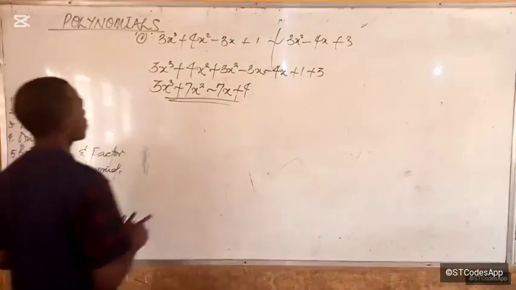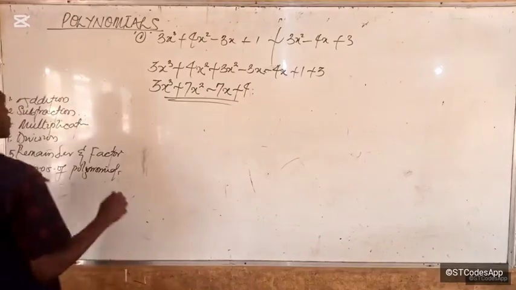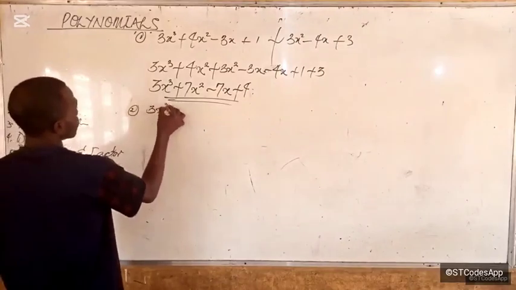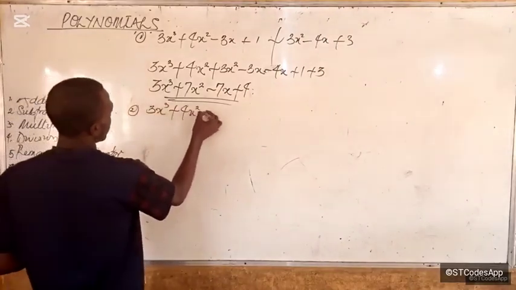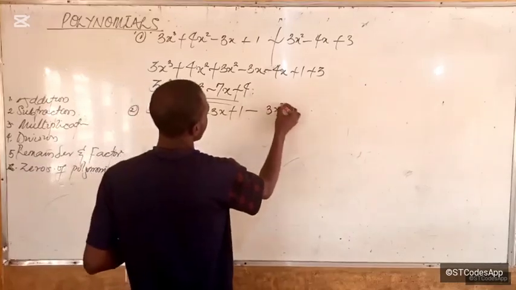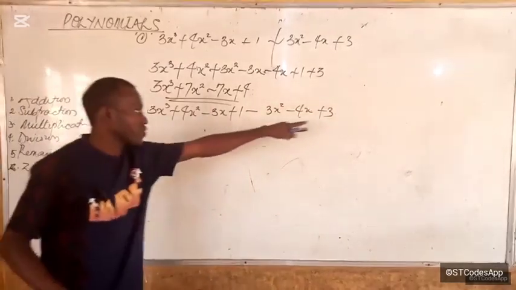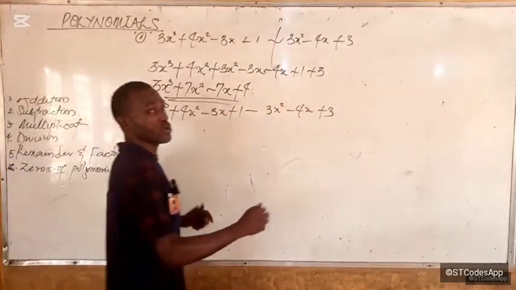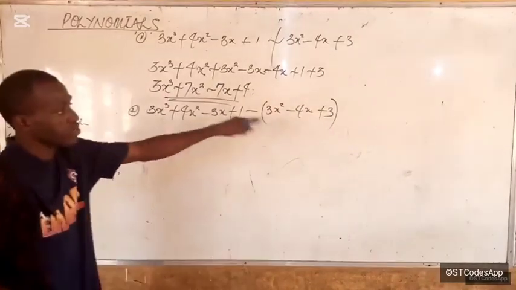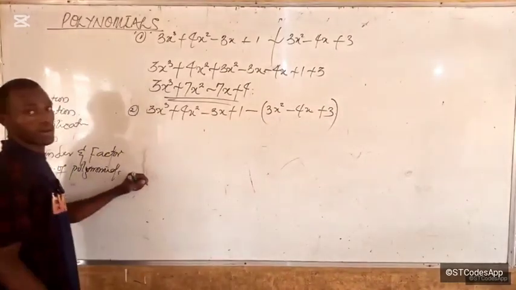Now, what if the question said, now, that is all with addition. If we're told to do subtraction of this polynomial, now what we're going to do is this. Now, we have 3x cubed plus 4x squared minus 3x plus 1 minus 3x squared minus 4x plus 3. Now, if you are told to subtract this expression from this expression, you put them in brackets. You put this guy in brackets, these 3 terms. You put them in brackets because now minus is going to influence their signs.